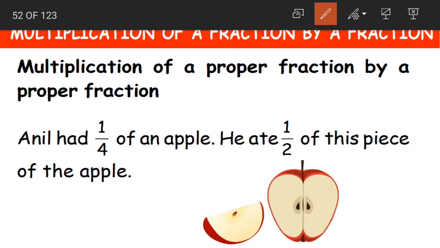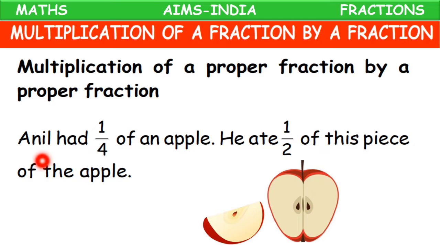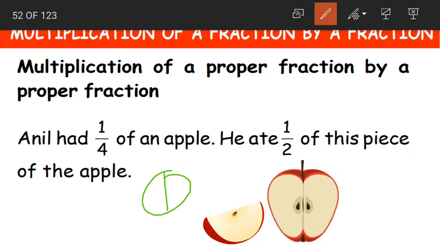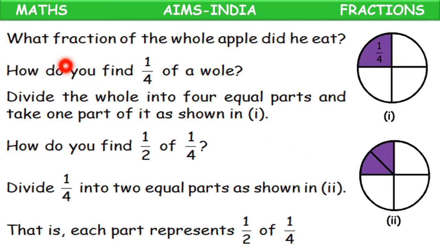Now what is a multiplication of a proper fraction by another proper fraction? See, suppose Anil had 1 by 4 of an apple. What does 1 by 4 mean? The apple was cut into 4 parts and Anil has one part of it, and he ate half of this piece of the apple. This is the 1 by 4 piece. From this piece he ate half. Now what fraction of the whole apple did he eat?